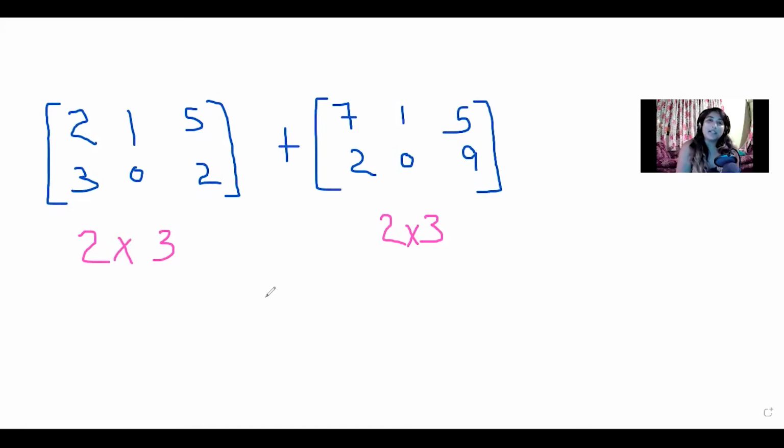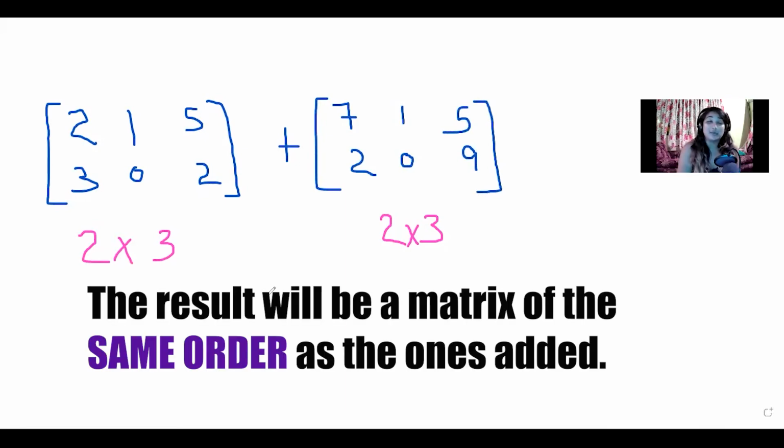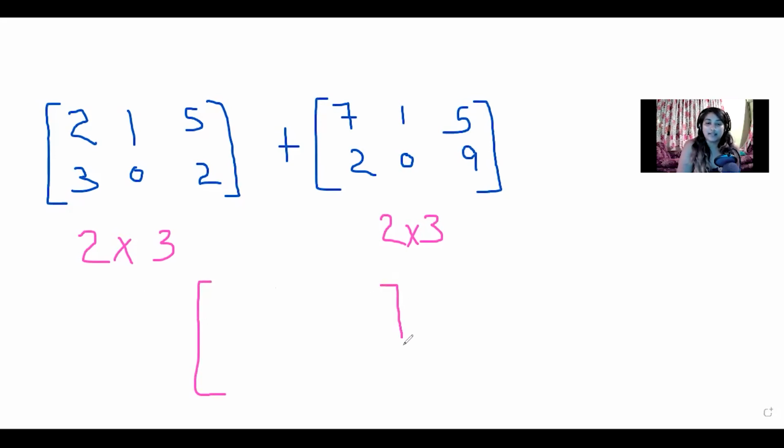When we perform matrix addition, the matrix that gets us the result is going to have the same order as the two matrices we were adding together. Our resulting matrix will have order 2 by 3. So we'll have 2 rows and 3 columns. Let's see how we get the elements which will complete our matrix.